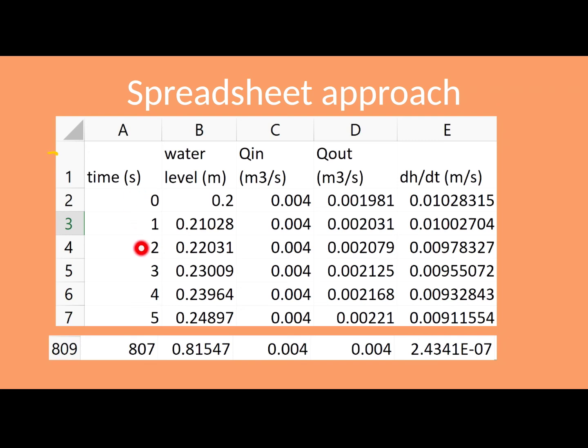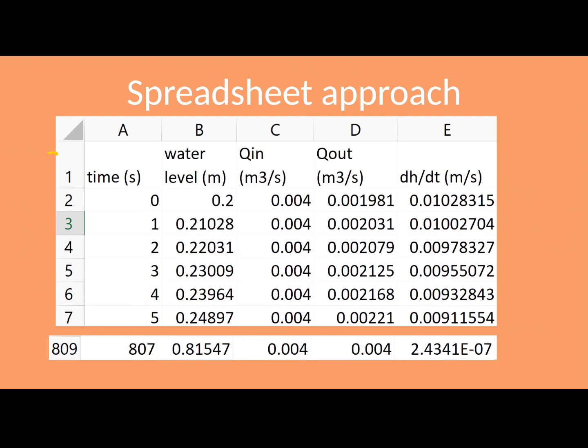So the time column, I've used intervals of seconds. You can see the water level is slowly increasing over time. Inflow is not changing. The outflow is slowly increasing over time because we have more water to drive out the flow. And the dH/dt is slowly going down, right? We're sort of asymptoting toward that steady state.